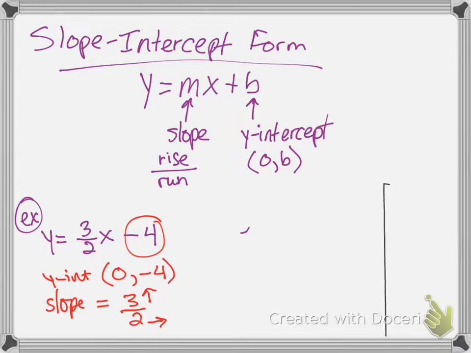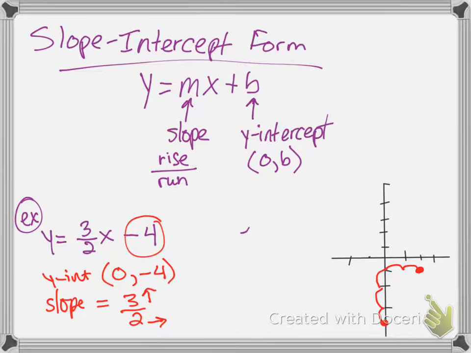So let's say I have a quick coordinate plane here. Oops, let's fix that a little bit. Okay, so I would start at 0, negative 4. So 1, 2, 3, 4. That's all the way down here. Then I'm going to go up 3 spaces. So 1, 2, 3, and over 2. And I would draw my second point.